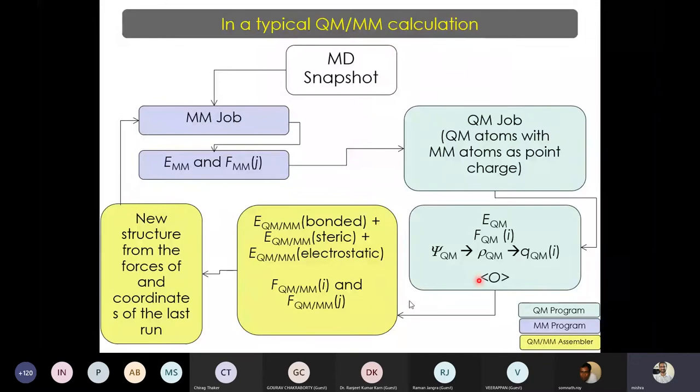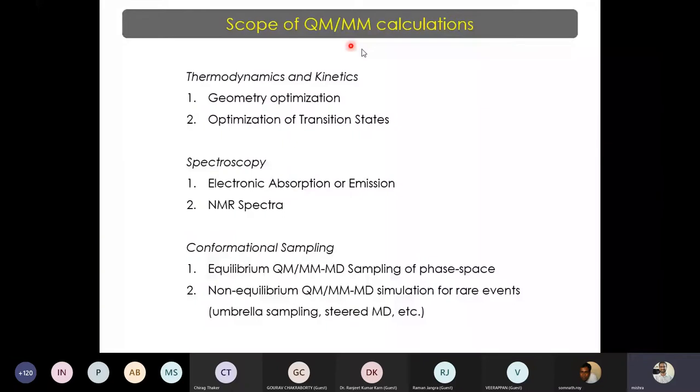Now, when I do QM-MM calculations, what are the scopes? What all calculations can I do? The first and most important thing that people often use is to describe thermodynamics and kinetics. You see that we are obtaining the gradients, the forces, so the first derivative of the energy is being obtained. Therefore, I can always progress along the largest slope and find those geometries where the energy is minimized. So geometry optimization, or finding the most energetically stable geometry, is a very important question in chemistry.